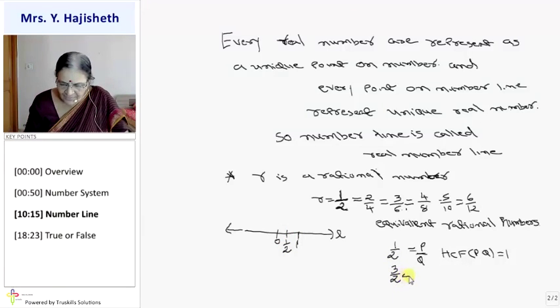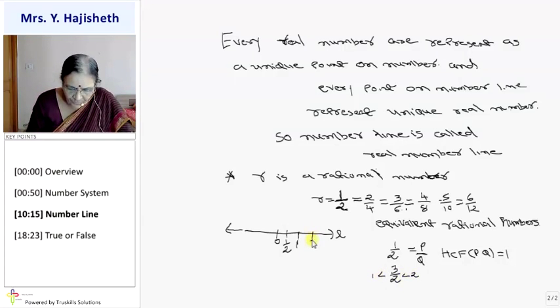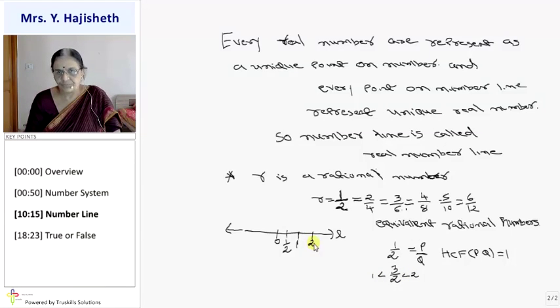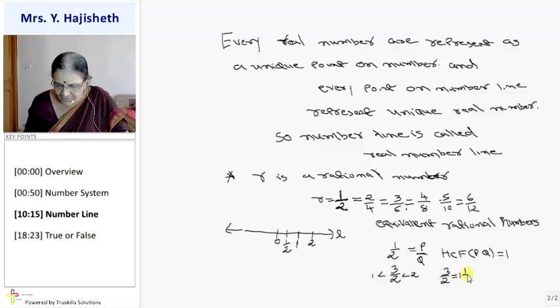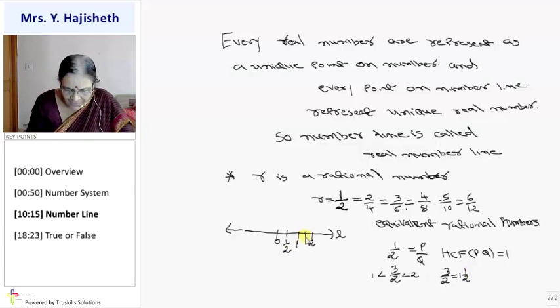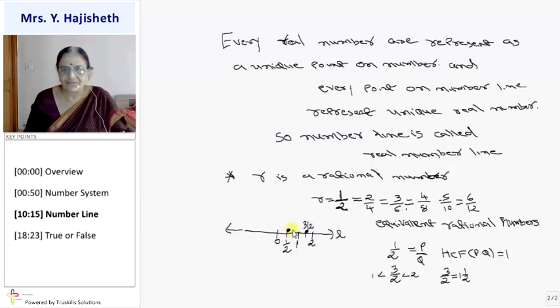Then 3 by 2 lies between 1 and 2. It is greater than 1 and less than 2. So between 1 and 2. Right? The mixed form of 3 by 2 is 1 integer 1 by 2. So it is between 1 and 2, and the fractional part is 1/2. So again 1 to 2 is divided into two parts, and one part in between 1 and 2, this is my 3 by 2. This is my 1/2. Clear? Solid point.